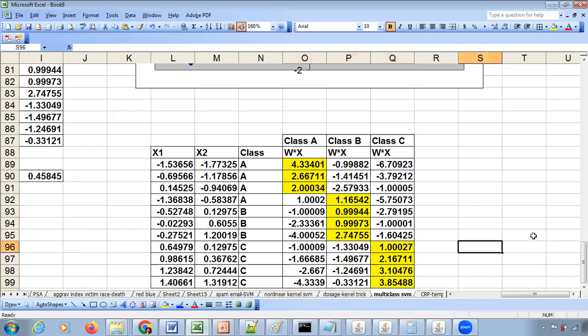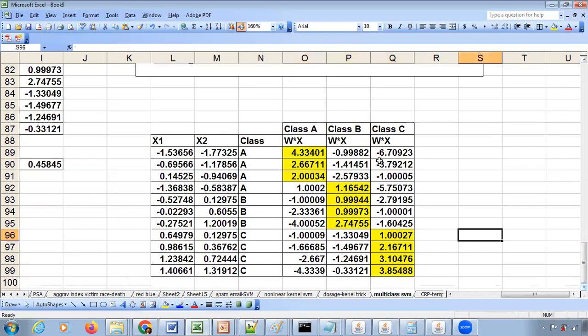And for each case, we have to pick the larger one. So for the second data point over here, the largest among these three W times X values is this. So again, that's class A. And for the third data point, the largest among these three Wx values is this. So we go for this.